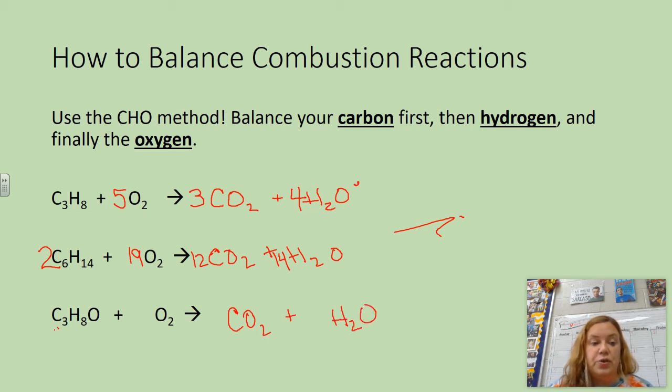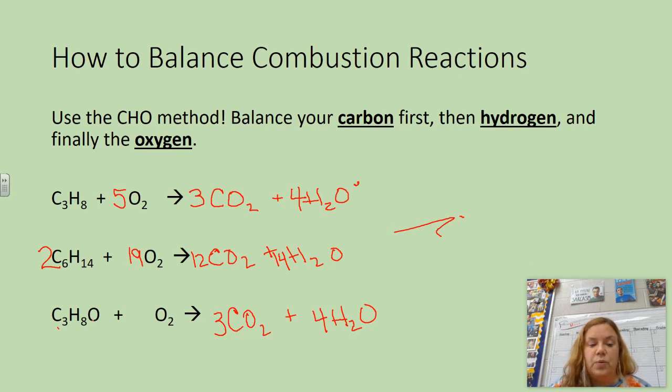And so first we're going to go CHO. So carbons first. Carbon with the C3. So we're going to put a 3 in front of that carbon. Hydrogen is H8. So we're going to put a 4 in front of the H. So we have 8. Now we have 6 plus 4 oxygens.